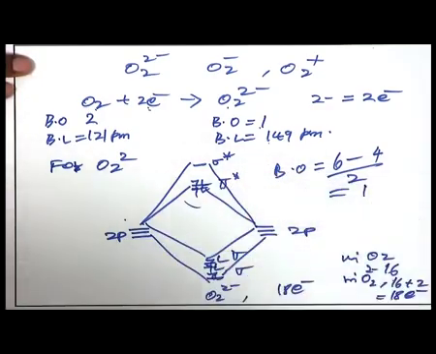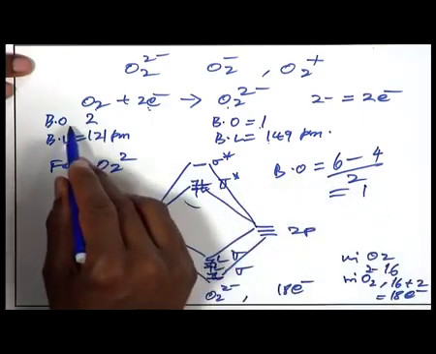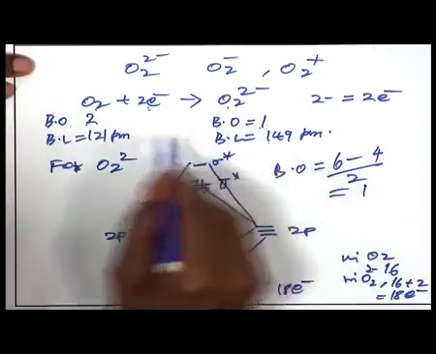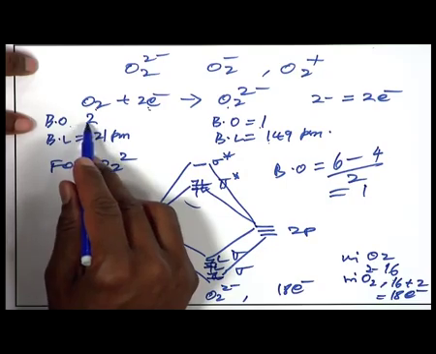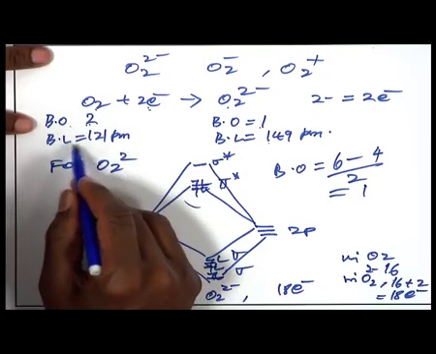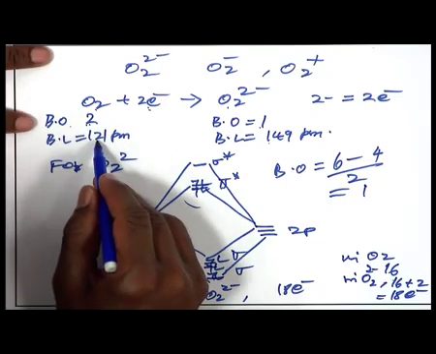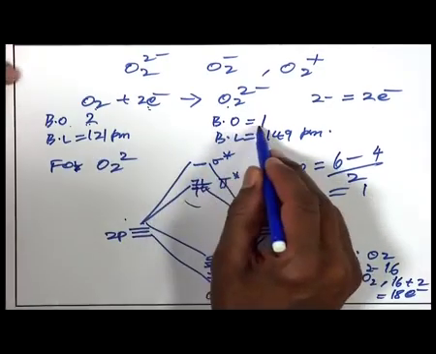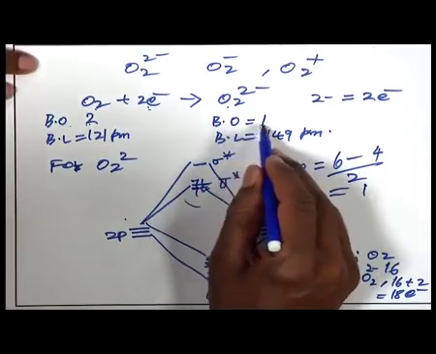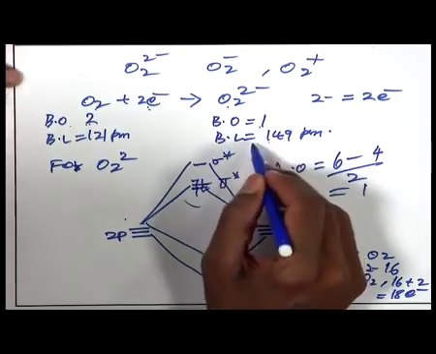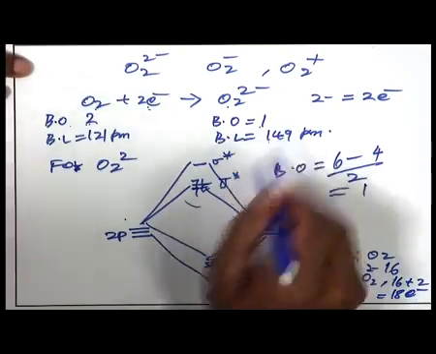As you can see here, the bond order is 2 in one case and 1 in the other. When the bond order is higher, the length is 121 picometer. And when the bond order decreases to 1, the bond length increases to 149 picometer.